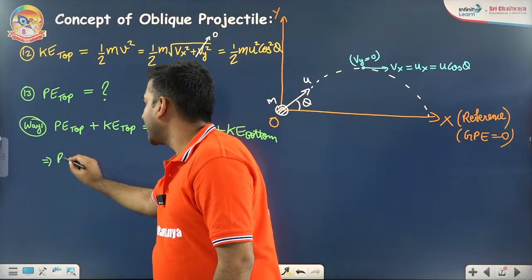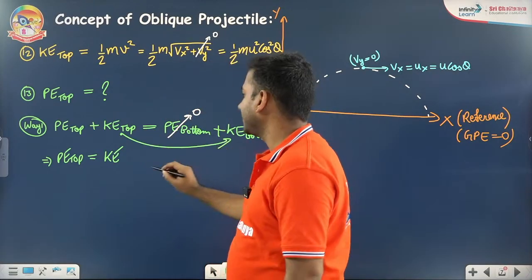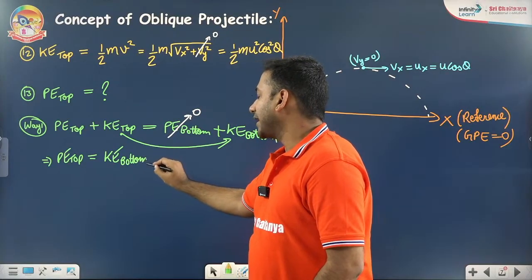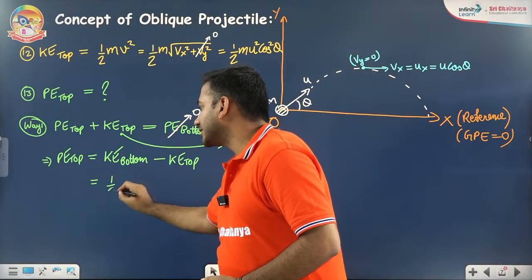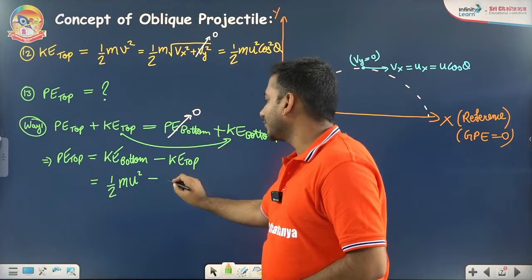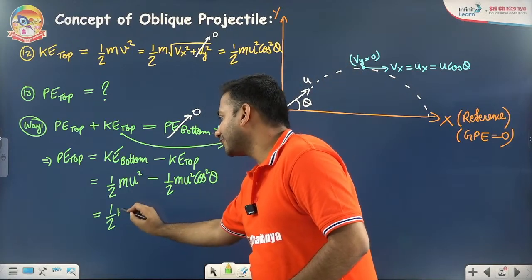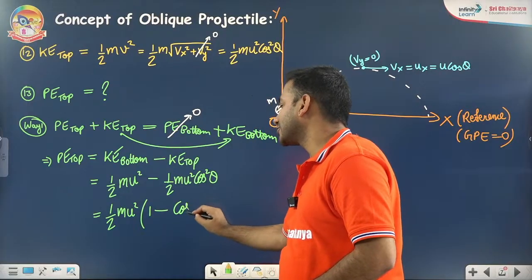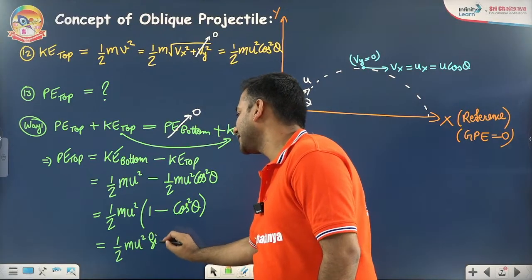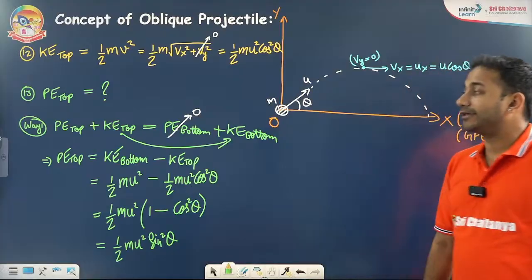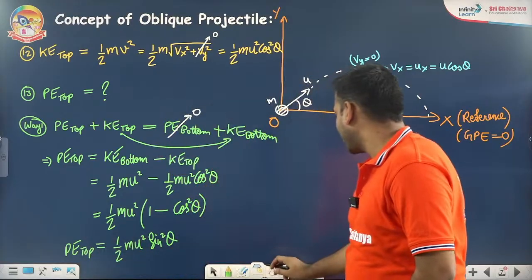So potential energy at the top will be equal to kinetic energy at the bottom minus kinetic energy at the top. Kinetic energy at the bottom, speed is u, so it is half m u square, and at the top it is half m u square cos square theta. Taking half m u square common, you get 1 minus cos square theta, which is sin square theta. So the potential energy at the top is half m u square sin square theta. This is one way of getting it.